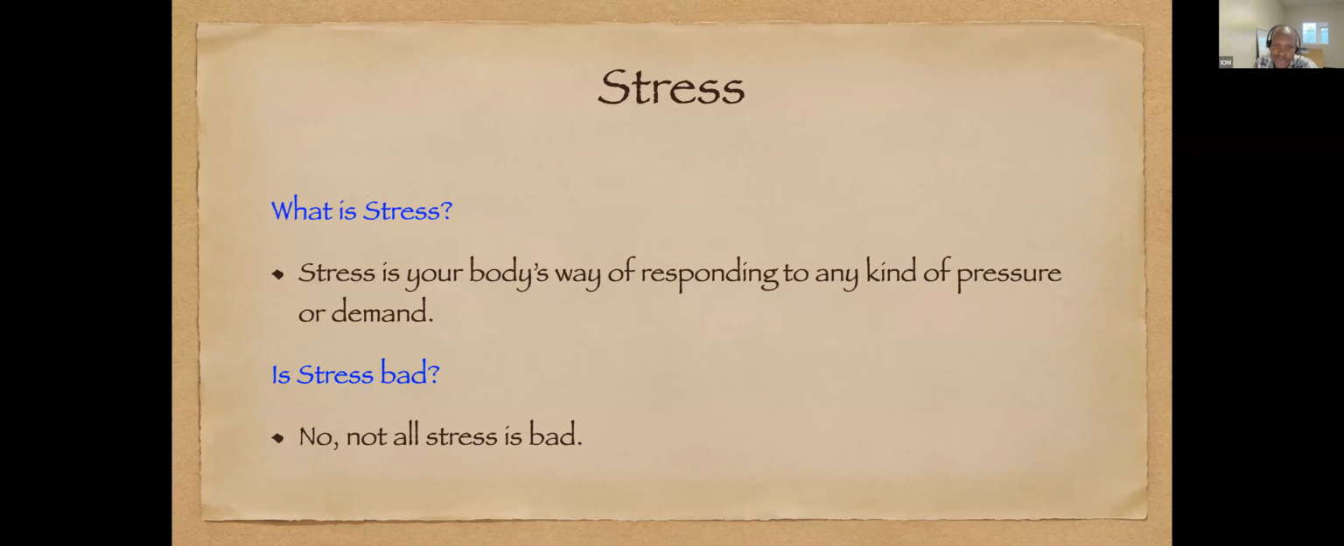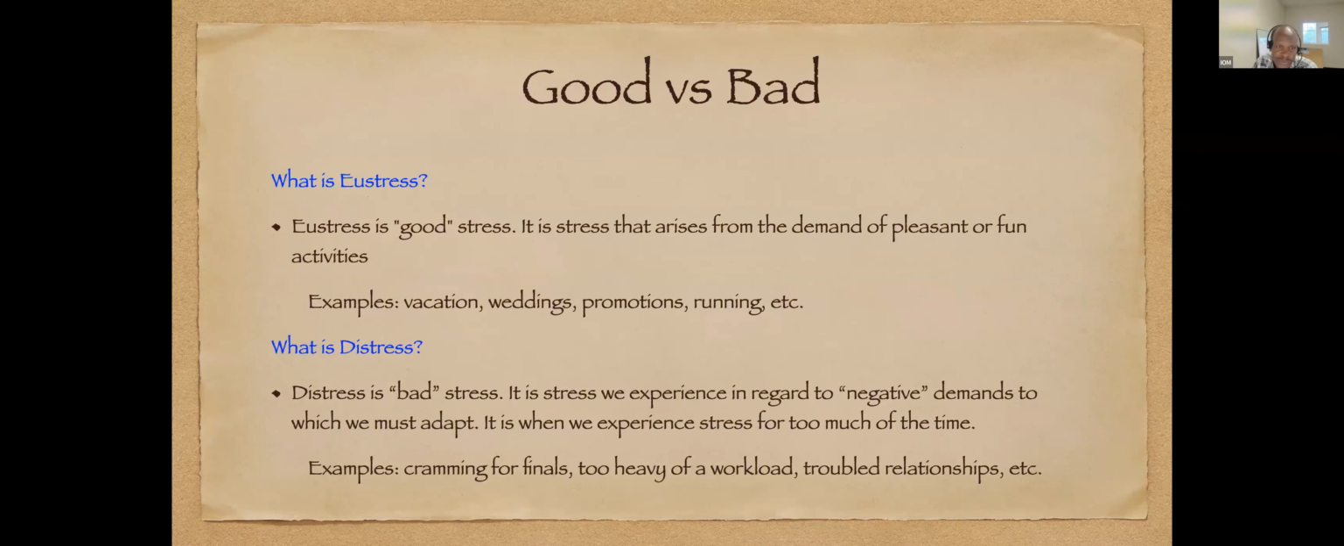So stress then is your body's way of responding to any kind of pressure or demand. And so, is stress bad? No, not all stress is bad. Eustress is good stress. It is stress that arises from the demand of pleasant or fun activities.